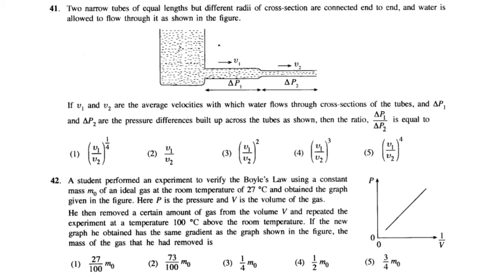Now look at the graph. Gradient of the graph is given by P over 1 over V, which is equal to PV. And they say in the second experiment also the graph has the same gradient. So the gradient is PV. PV is constant. So in the first time, gradient is PV. Second time also, the gradient is equal, and that is PV, and PV is constant. So with the ideal gas equation, we know PV equal nRT. So PV is constant, nRT is also constant. And we can write this for both instances. n naught R T naught equal n dash R T dash.